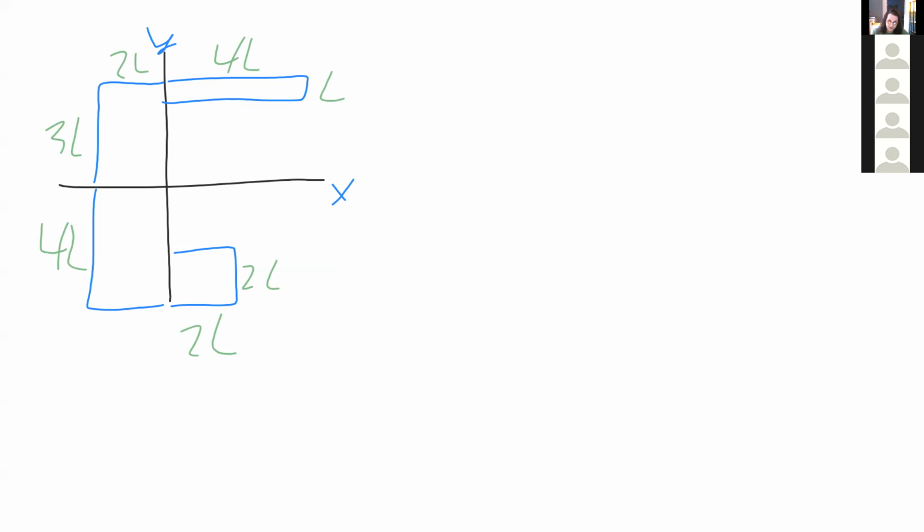Starting with this plate up here, it has a length L, and I know that there is a 3L length here. So that means that this Y coordinate would be 2L. It's going to go from 2L to 3L. So the Y coordinate for the center of mass there is going to be halfway between 2L and 3L, or 2.5L.